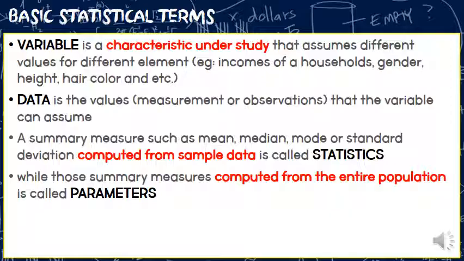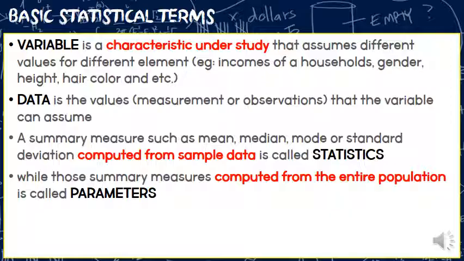Kita ada data. Data is the value, measurement or observation that the variable can assume. CGPA variable, awak dapat 3.96. That is the data. Ada yang 4 flat. That is the data. Kalau you ada banyak CGPA, then that is called a set of data.